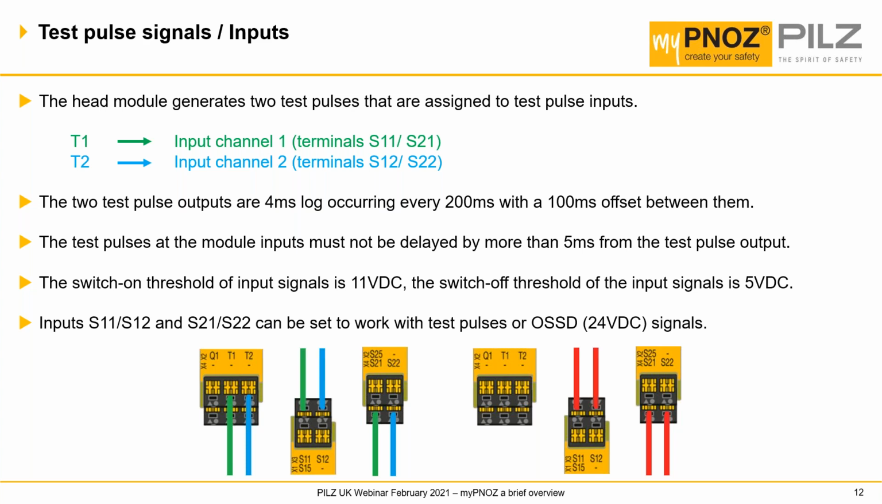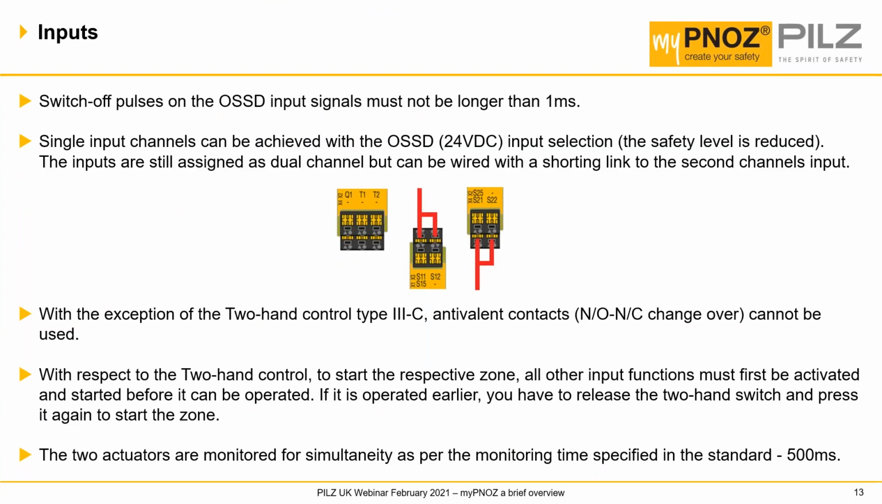The logical switching threshold of the input modules is 11 volts DC for an on signal and 5 volts DC for an off signal. Obviously, ideally, it would be 0 and 24. Otherwise, the module may not switch as expected. The input channels can also use OSSD signals or 24 volts instead of those testable signals. The OSSD generating device must not perform a switch-off test that lasts more than 1 millisecond, else the system could see it as an off signal.